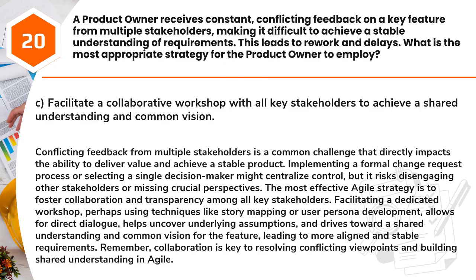The most effective Agile strategy is to foster collaboration and transparency among all key stakeholders. Facilitating a dedicated workshop, perhaps using techniques like story mapping or user persona development, allows for direct dialogue, helps uncover underlying assumptions, and drives toward a shared understanding and common vision for the feature, leading to more aligned and stable requirements. Remember, collaboration is key to resolving conflicting viewpoints and building shared understanding in Agile.